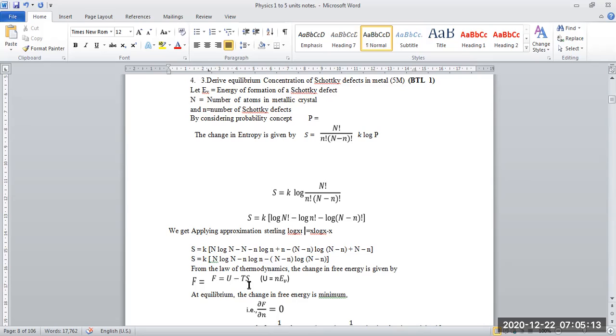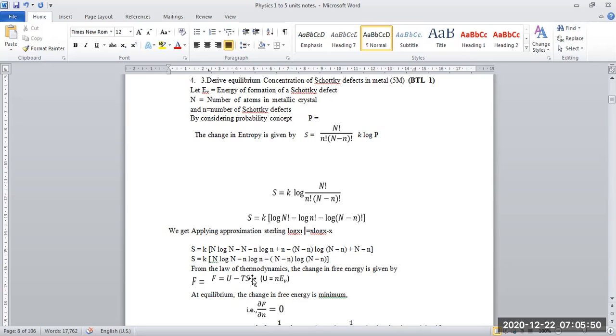So F is equal to U minus TS, where U is the internal energy, which is given as small n into EV mathematically. So small n is the number of Schottky atoms, and EV is the energy of formation of the Schottky defect. When you multiply this number of atoms with the energy of the Schottky defect, U is equal to n into EV. This is the internal energy.